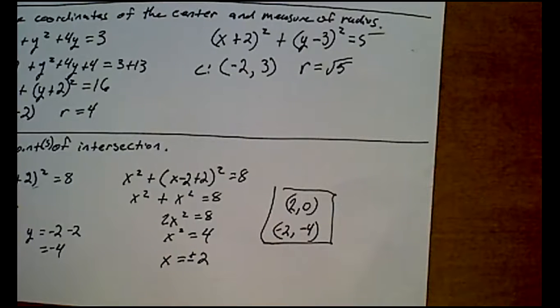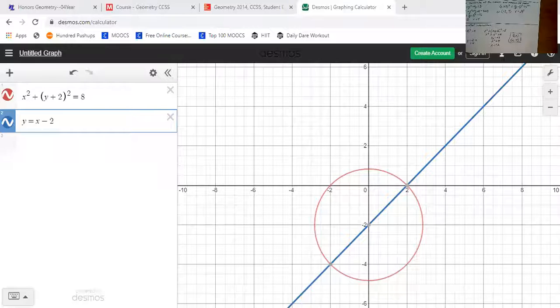If you have any problem believing me on this, then I have a visual to help you with it, and I'm not going to do it myself this time. I'm just going to show you this. So I've graphed both of these equations. You'll notice that we get a circle and a line intersects at 2, 0 and negative 2, negative 4.